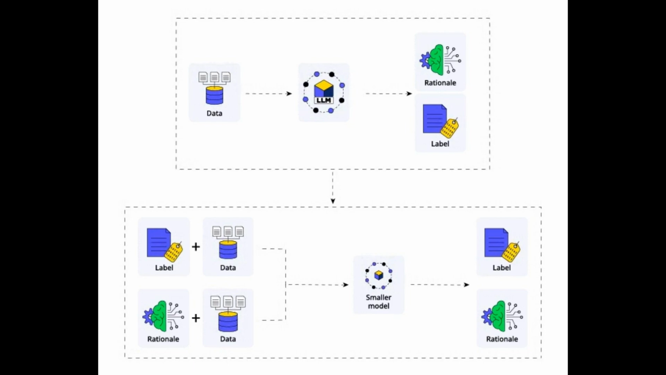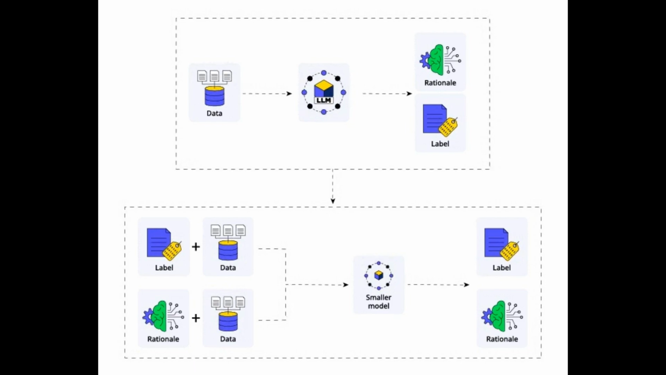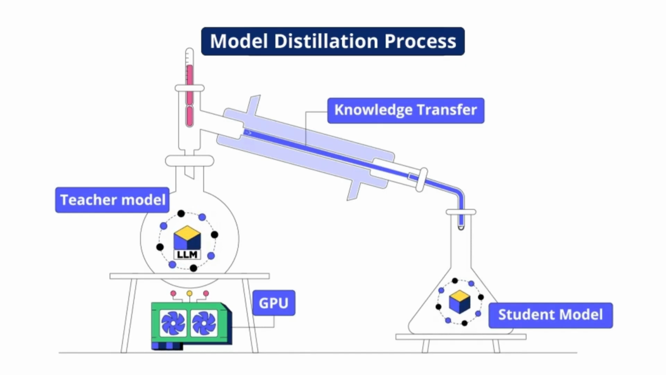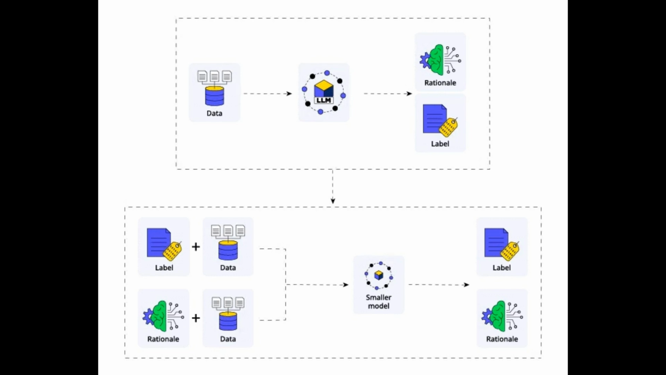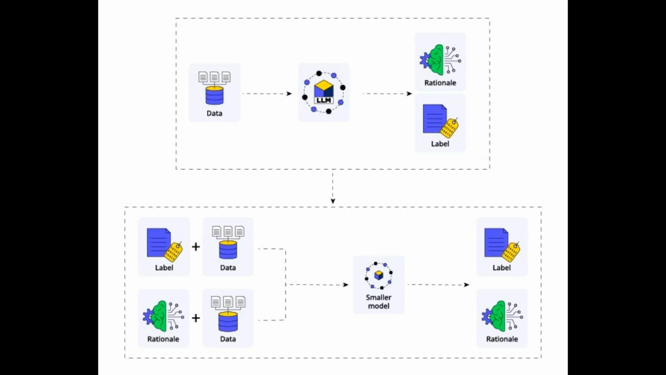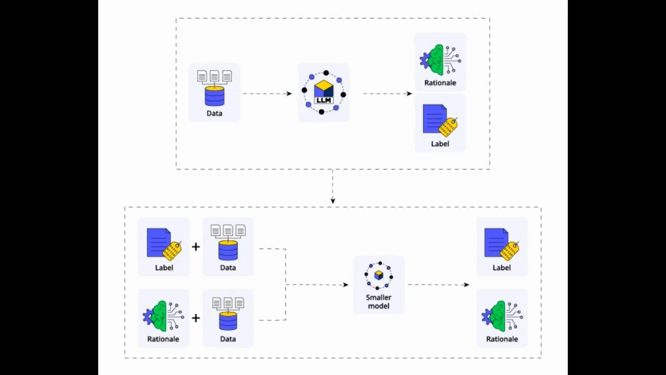The teacher model processes the data and generates its predictions, or labels, and explanations, or rationales. The student model learns from these outputs, capturing not just the answers but how the teacher arrived at those answers. This process drastically reduces the student's size and computing needs while retaining much of the teacher's intelligence.